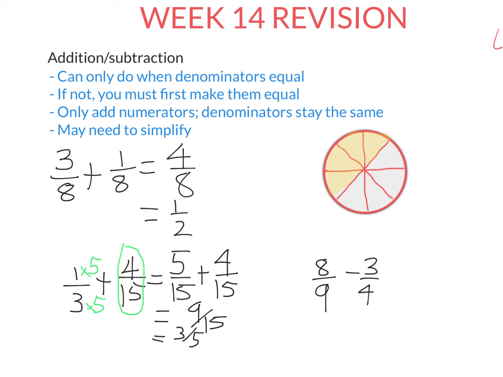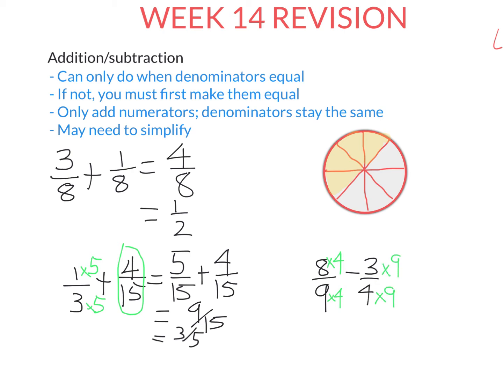So let's look at this one here. Two different denominators. We need to find their lowest common multiple. So the lowest common multiple of 9 and 4 is 36. So I need to make each denominator 36. So I need to times this one by 4 to get to 36. What I do to the bottom, I must do to the top. To go from 4 to 36, I need to times the bottom by 9. What I do to the bottom, I must do to the top.